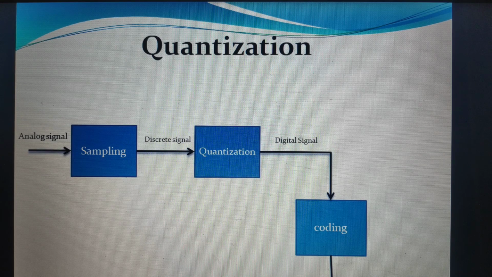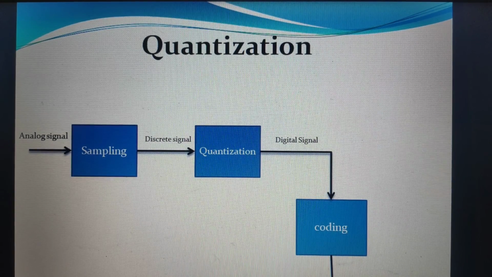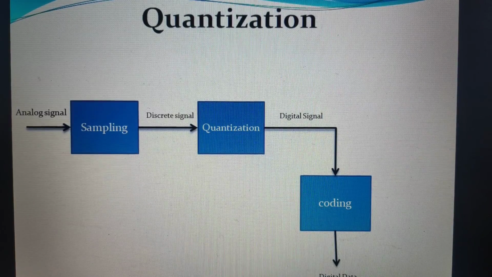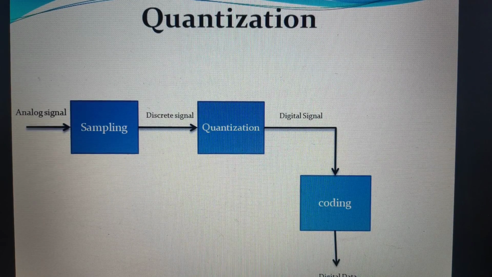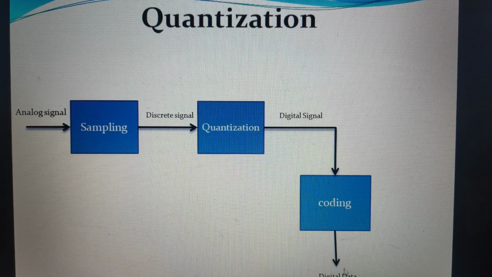to store the discrete signal in a digital system, we need to map the magnitude of the amplitude to a fixed value. As we can see, after the quantization of a discrete signal, we get a digital signal, and after the digital signal, we do coding. Then after coding, we get digital data.